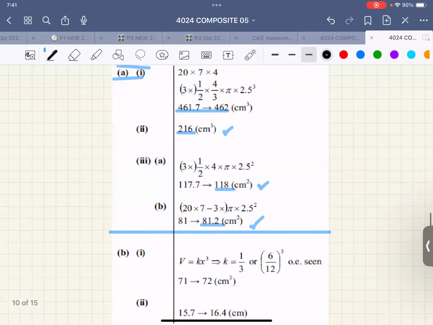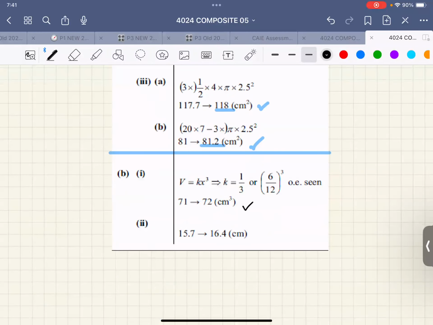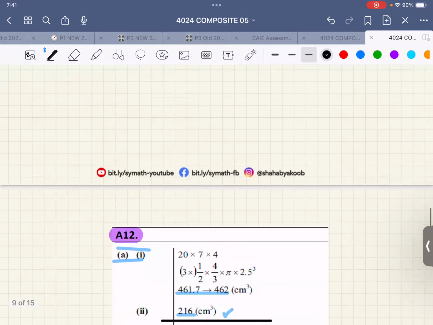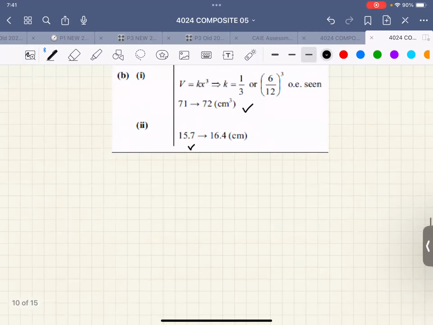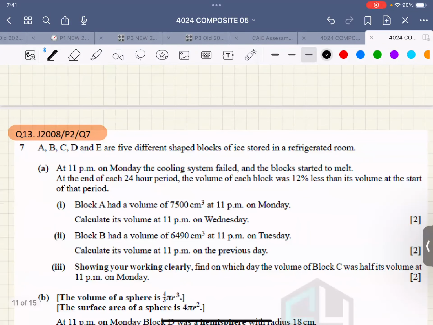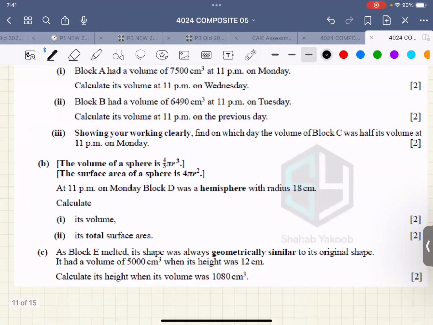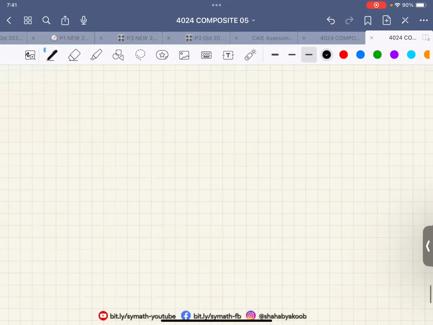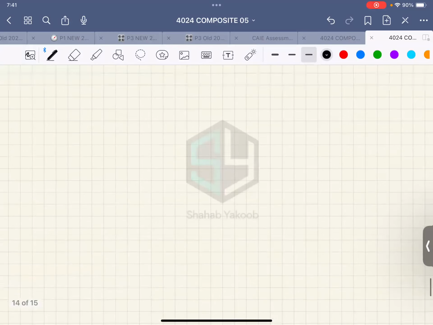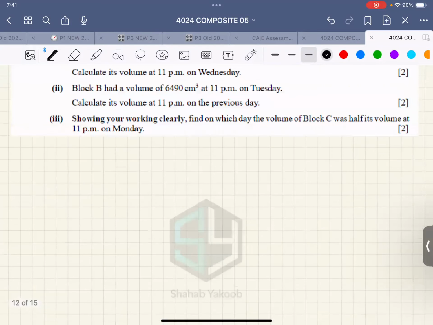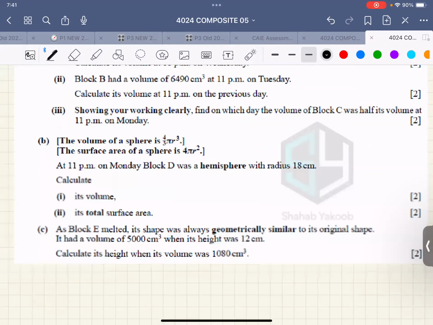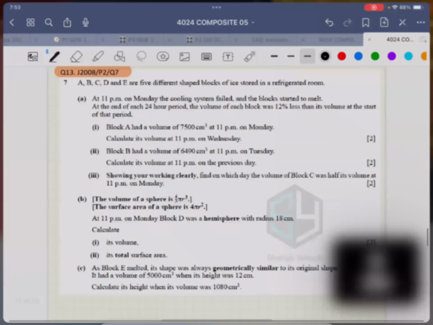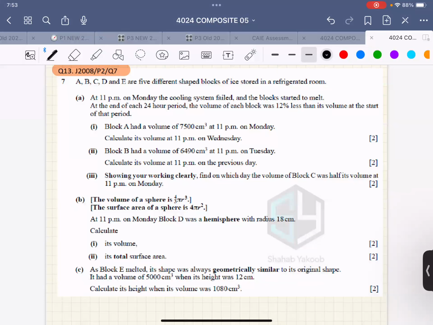So this is 72 exact, and this is 15.7. Yeah, that is the answer. So that is about this question. Now, let's look at the next question. Let's do this question one by one. Actually, I would like you to try this question out first. Now, let's work this out.